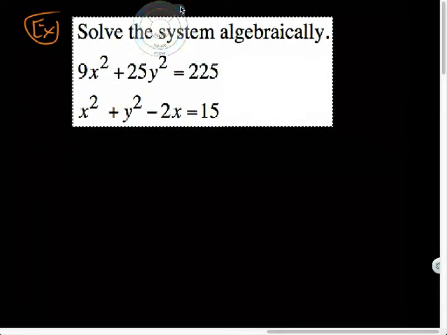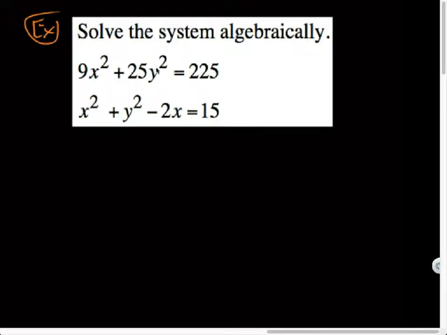So, solve the system algebraically. Here I've got my two equations. Write this down because we're moving on, friends. So let's see if you guys can determine what types of conics these are. I've got two conics, and I believe conics can have as many as 4 intersections. Well, let's verify what they are.